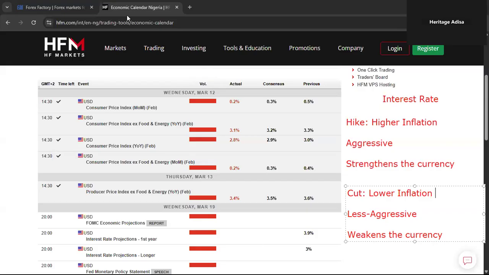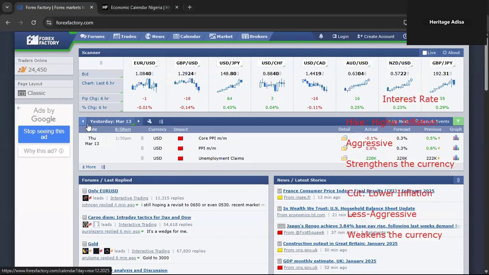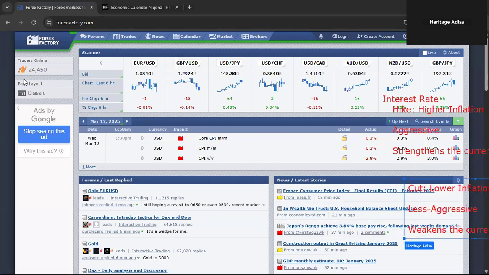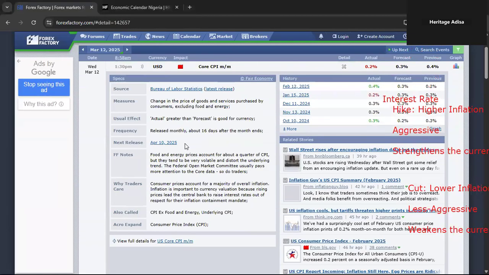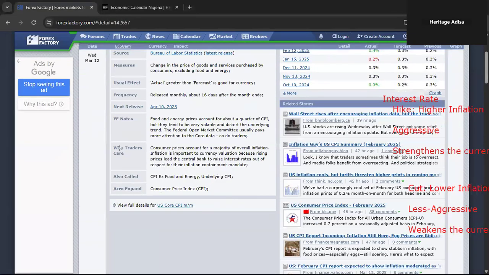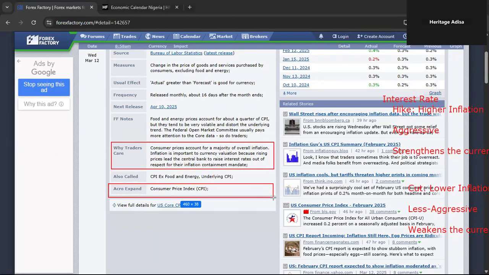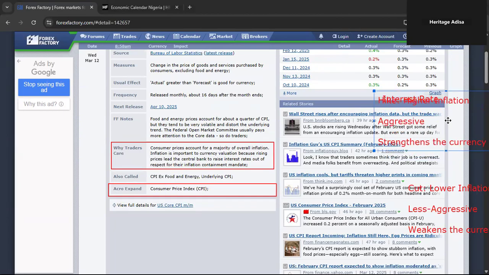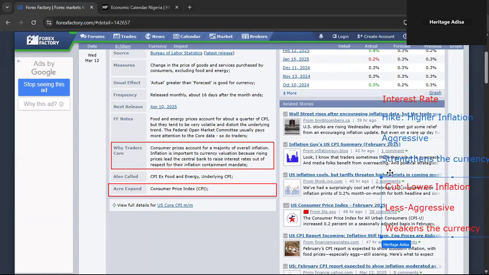I think Forex Factory put it in a very interesting way right here. We had CPI for the US dollar on Wednesday. Or was it? Yes, on Wednesday, right? If you look at the justification as to why the market cares about inflation data. CPI, which is Consumer Price Index, is inflation. PPI is also inflation. But if you read this, you get everything I have explained already.